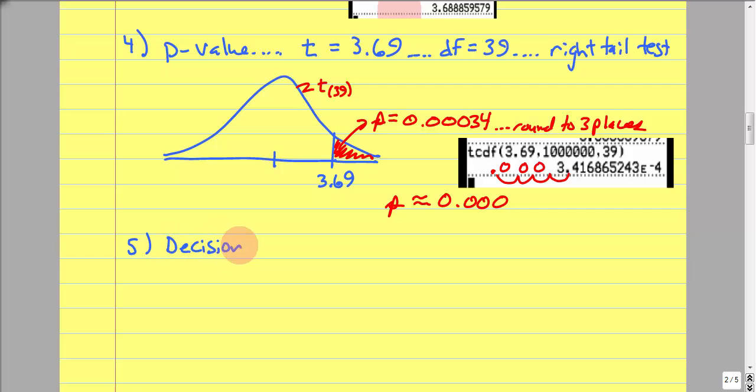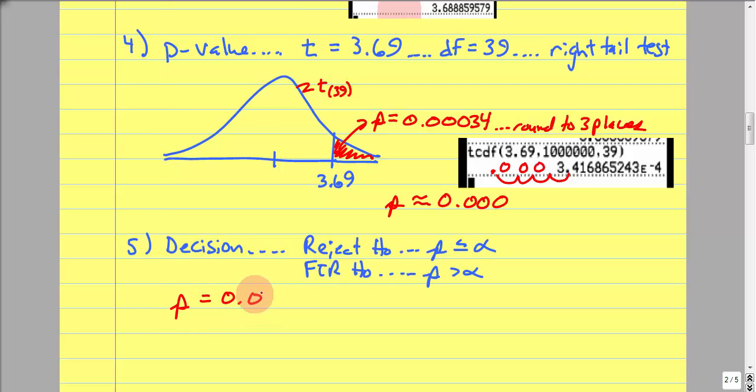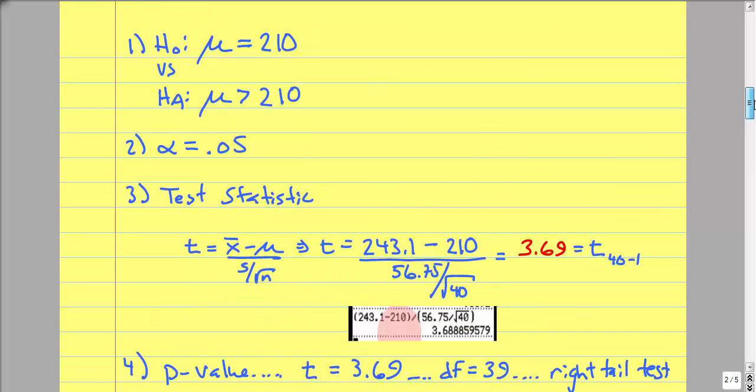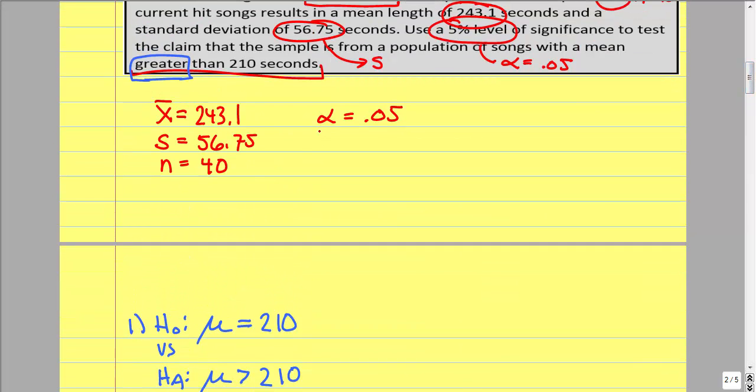Remember, there's 2 decisions I can make. I can reject H0, and I'll do this if p is less than or equal to alpha, or I can fail to reject H0, and this is if p is greater than alpha. Well, for our example here, we have p equals 0.000, and our alpha that was given was 5%, 0.05. And the given value, we can see is right up here, is 5% from here.